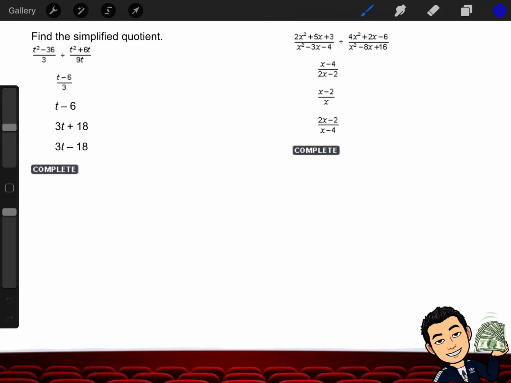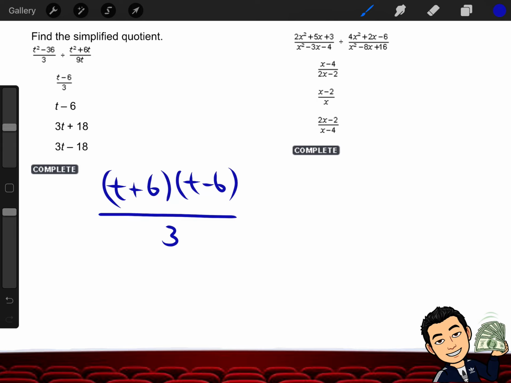All right, next one. t squared minus 36, I'm going to write it as t plus 6 times t minus 6 over 3. I'm going to change the division sign to multiplication sign. So multiply, and then I'm going to change the second fraction into a reciprocal. So it's going to be 9t over, I'm going to factor this. I'm going to factor out t. So it's going to be t multiplied by t plus 6.